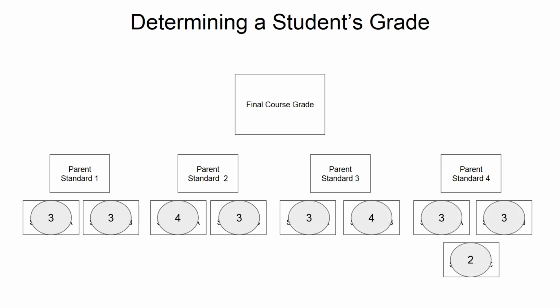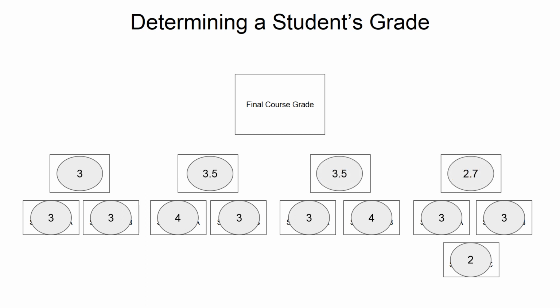To arrive at a score for each parent standard, we then average the scores of the child standards together. To arrive at a final score for the course, we then average the scores of the 4 parent standards together. In this case, the student's final score would be a 3.2.